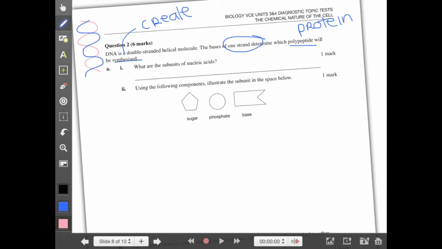So what is the subunit of nucleic acid? This is just coming back to what is the monomer of a nucleic acid, and that one's really easy. You know that one's a nucleotide. Okay, it's almost a free mark. Okay, part i. Using the following components, illustrate the subunit in the space below. Again, really simple.